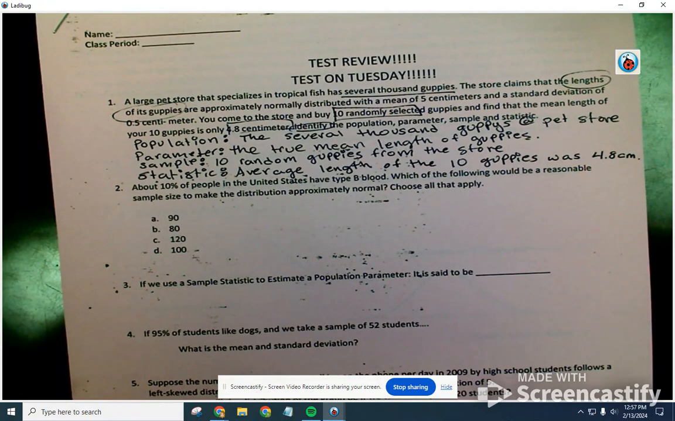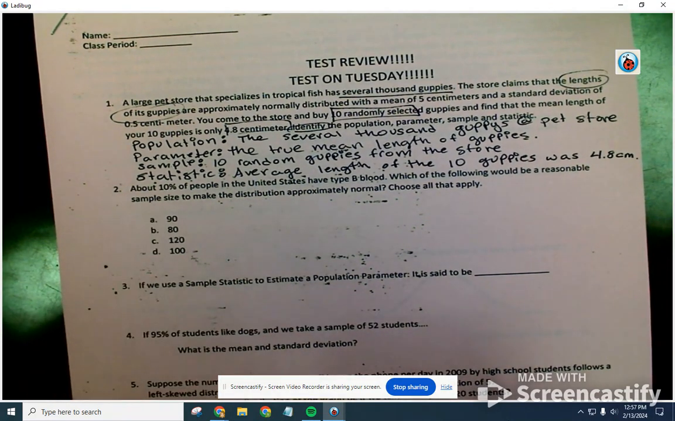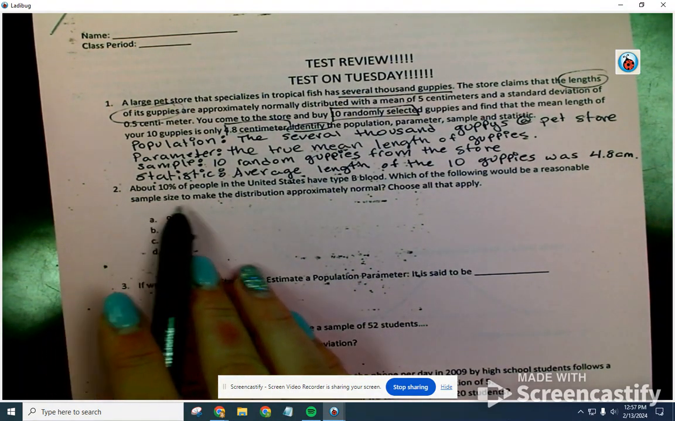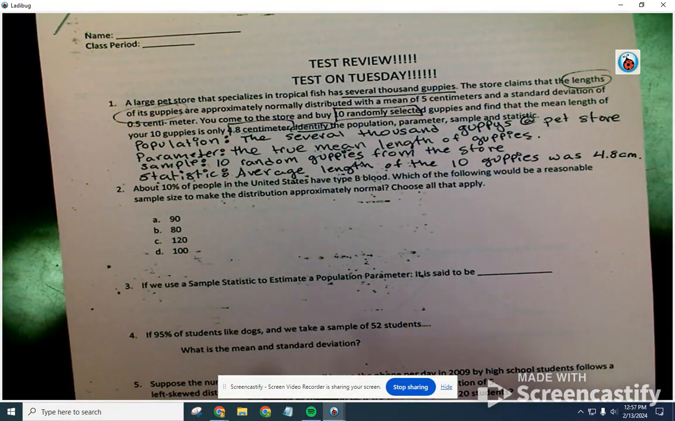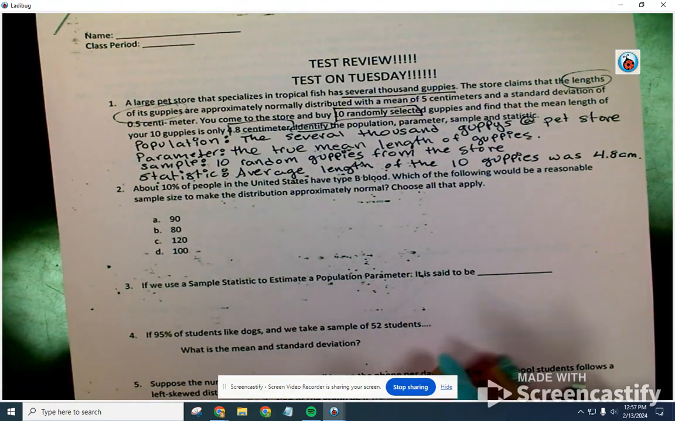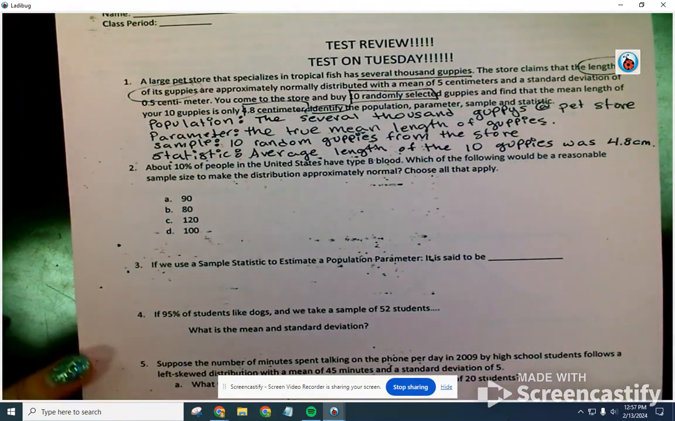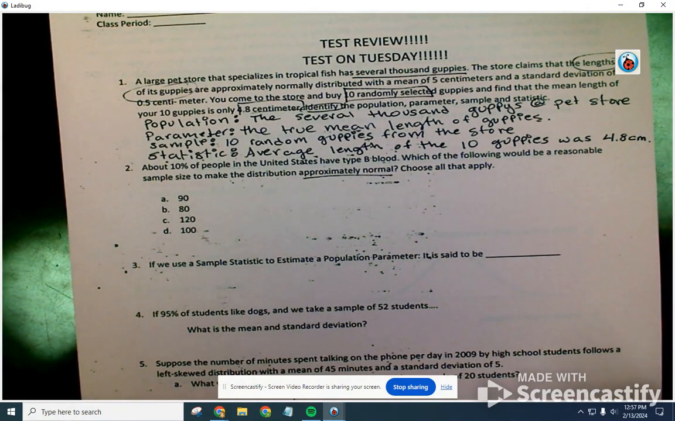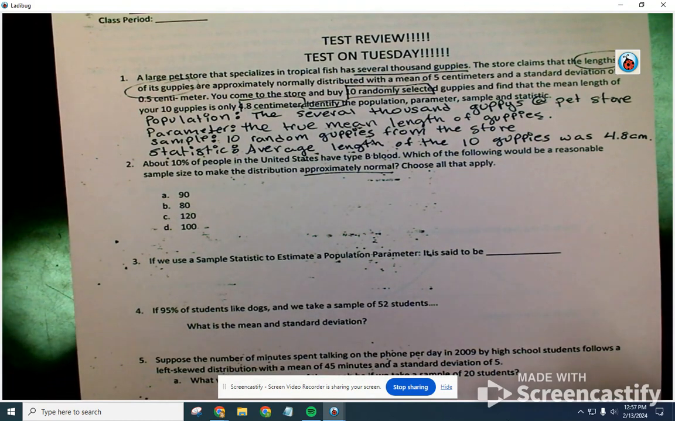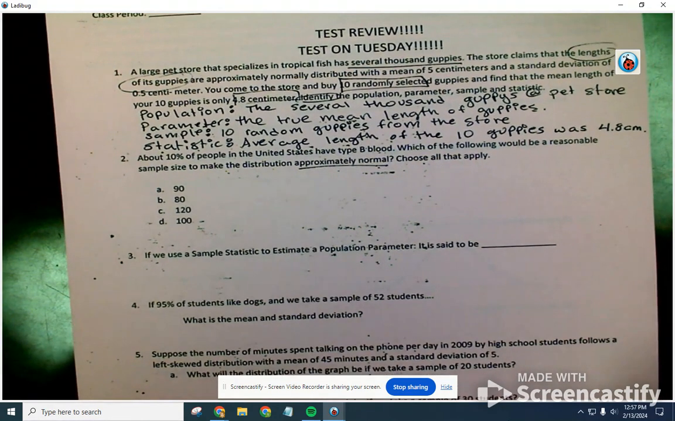Okay, number 2 was a little confusing because in number 2, it said about 10% of people in the United States have type B blood. Which of the following is a reasonable sample size to make the distribution approximately normal? So keywords there are approximately normal. So what we have to do is use a conditions check to figure out if it is approximately normal. But then the question becomes, do we use the large counts condition for proportions, or do we use the central limit theorem for mean?